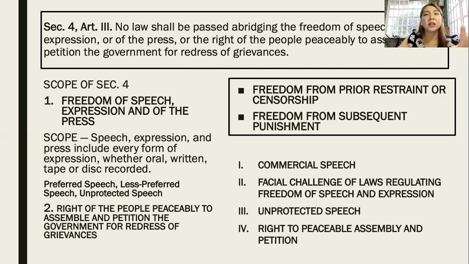So when can the right of assembly and petition be impaired? Only when there is a clear and present danger of substantive evil. Can the right of assembly and petition be regulated? Yes, it is subject to the reasonable regulations of the state. The state, through the proper LGU, may regulate the time, place, and manner of the assembly, and a prior permit is normally required. So, ayan na nga, na-discuss naman natin lahat ng nasa screen now.